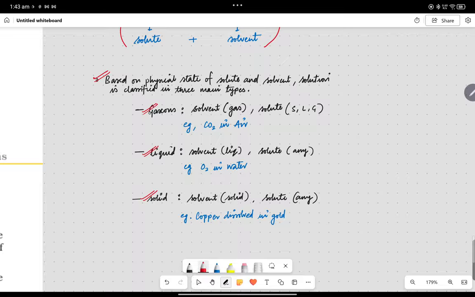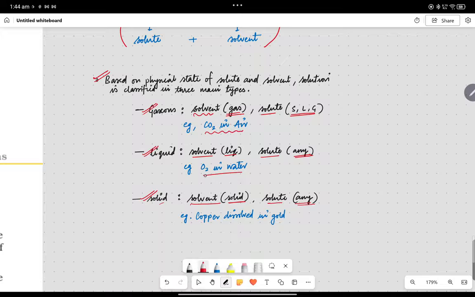So in the gaseous solution, the solvent is going to be a gas, and the solute can be anything: solid, liquid, or gas, right? And in a liquid solution, the solvent is going to be a liquid, and the solute is anything: solid, liquid, or gas, right? And in a solid solution, the solvent is going to be a solid, and your solute can be anything: solid, liquid, or gas, right? And the example for that is CO2 dissolved in air, simple.